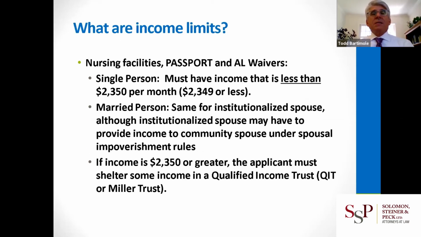So what are the income limits? Right now, if you have $2,350 or more, you are not eligible for Medicaid, period. So if you have $2,349 or less, you're okay. A married person, this rule applies the same way, whether you're married or not. The person who goes into the nursing home has to have less than $2,350 per month. However, all is not lost. If your income is over $2,350 a month, you can set up a special trust called a qualified income trust or a Miller trust that can shelter some of the money from Medicaid.